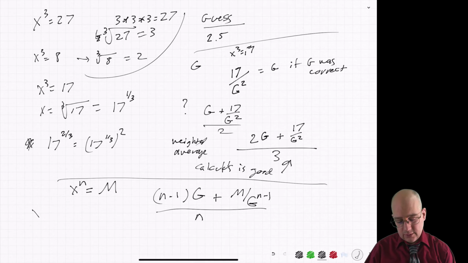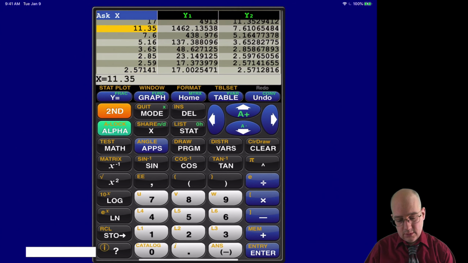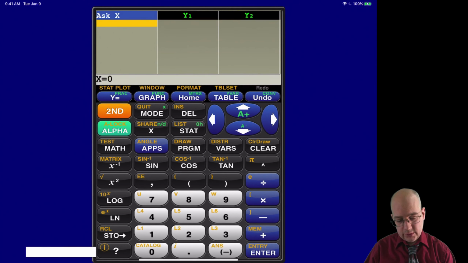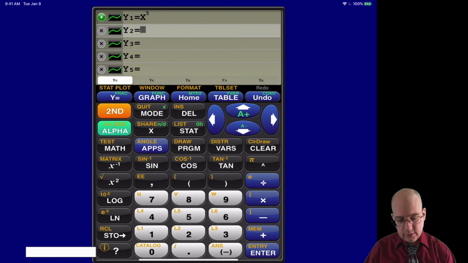All right? So if I wanted to do x to the 5th equals 132, then I would do 4 times my guess, plus 132 divided by g to the 4th, all divided by 5, right? And so let's just clear everything out. What was it, 5th power? And I was trying to go for 132.